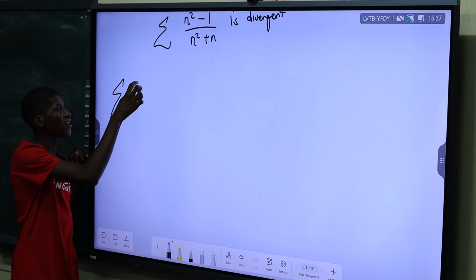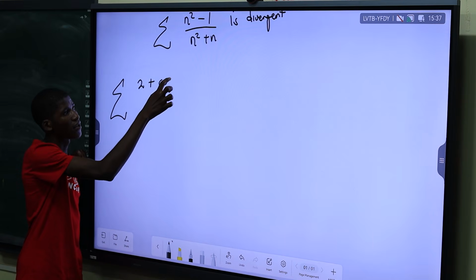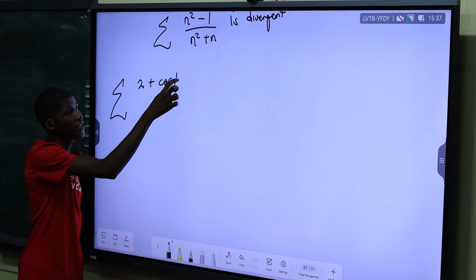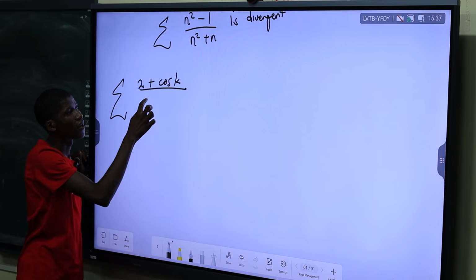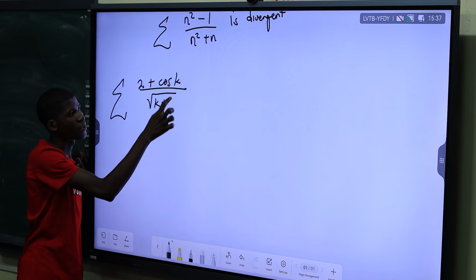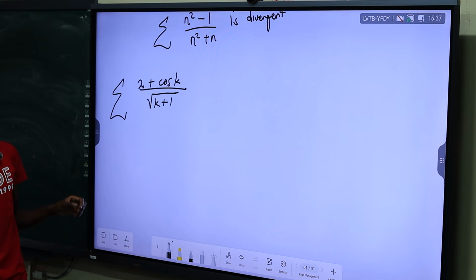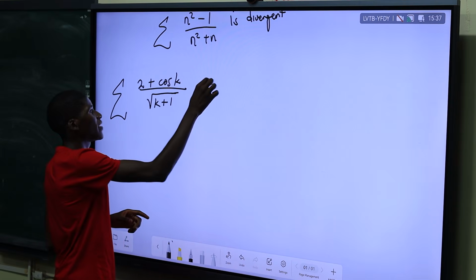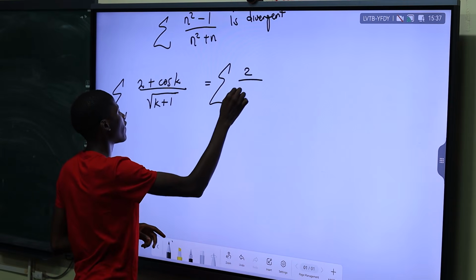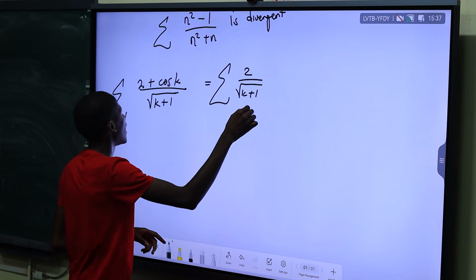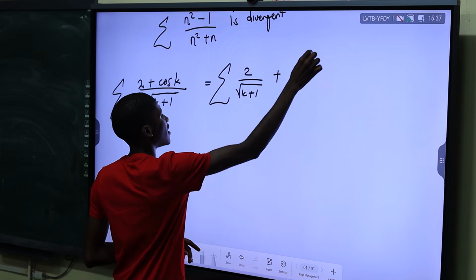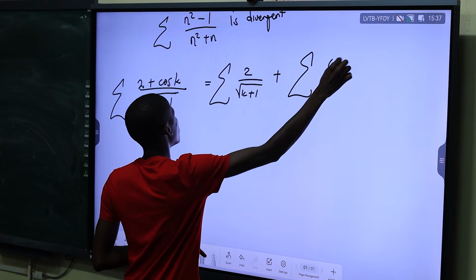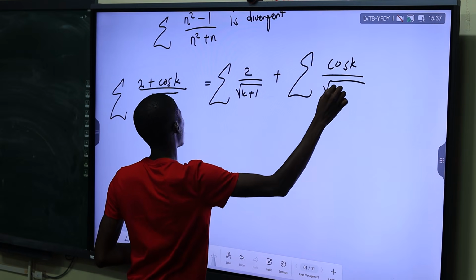Now, 2 plus cos k over the square root of k plus 1. Alright, this one is a bit simpler, right? Why is it simple? We have one denominator, so we can split the numerator. We can split the terms of the numerator in such a way that you have 2 over the square root of k plus 1, and then you also have cos k over the square root of k plus 1.